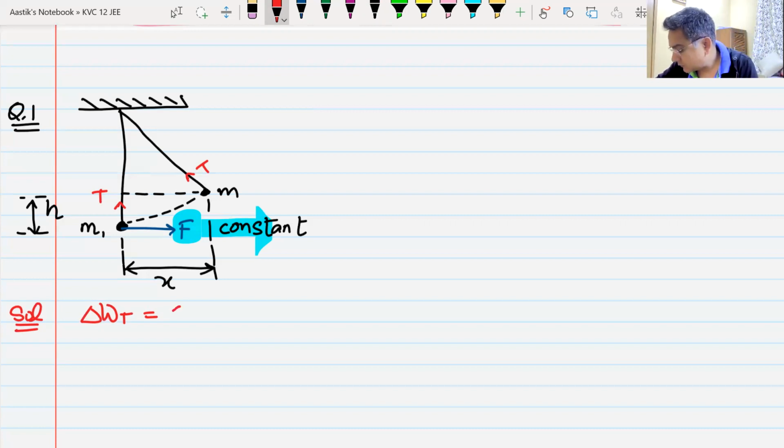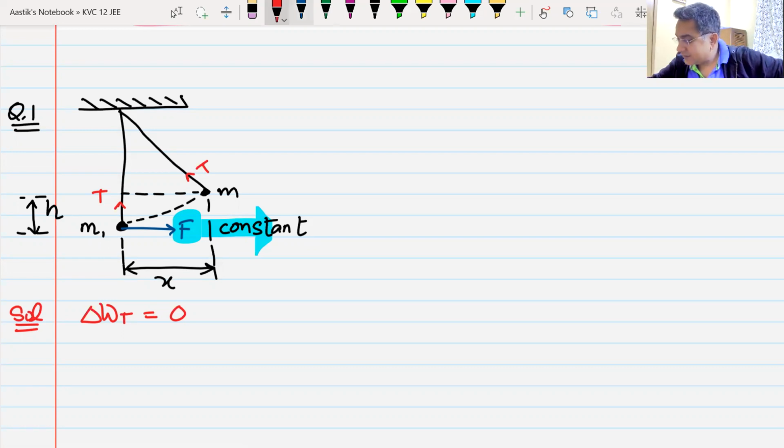Zero. Why is it zero? You move this block, tension is always perpendicular to the displacement of the block. The body is moving in a circular path, and tension is always towards the center. So the angle is 90 degrees, and therefore the work done by tension is zero. Do we understand this? Yes, sir. Okay, first thing done.